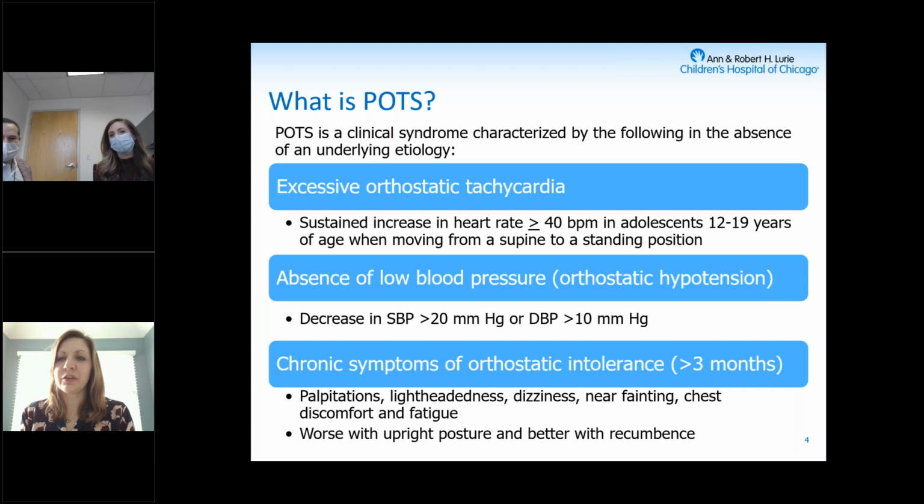Okay, thank you. Hopefully that's clarified the question. Here we have another one. What do you think, if any, is the relationship between POTS and ME/CFS and long COVID?